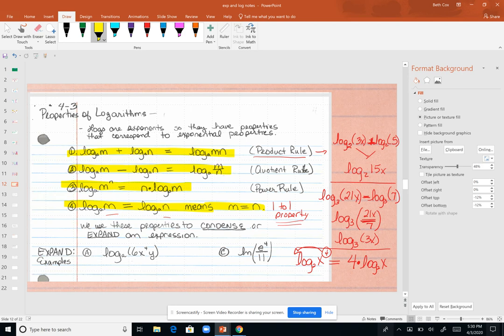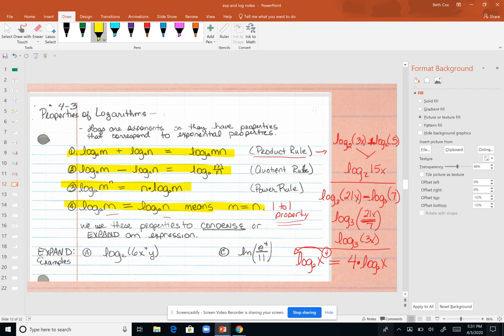Okay, so now what we do with these is we expand and condense our logarithms. Now I've got 2 expands, which we don't do a whole lot with expand because it's not as user friendly, but we do a lot with condense. So I have a lot more examples of condense than I have with just the expand.